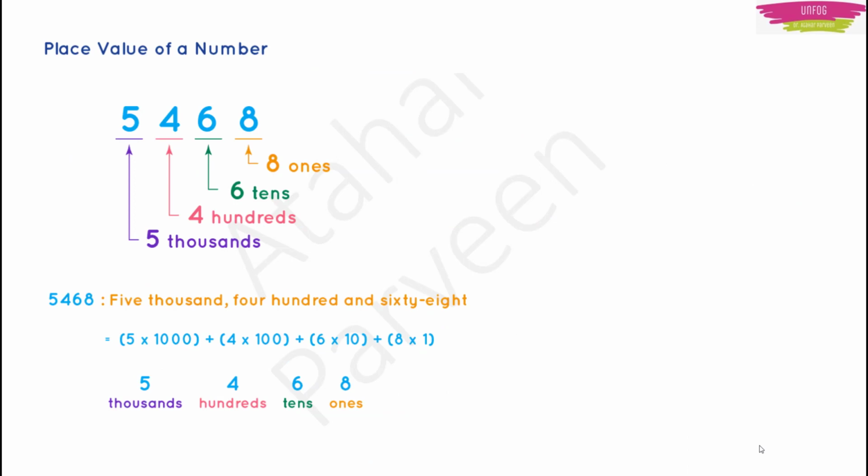We were talking about the place value. The place value of a number means, as I told you, the address of the number. For example, if I am giving you 5468, here the place value of 8 is ones, 6 is tens, 4 is hundreds and 5 is thousands. Now you can easily expand keeping this in mind, right? You write 5 into 1000 plus 4 into 100 plus 6 into 10 plus 8 into 1. So whatever is the address of that number, that you call the place value of that number.